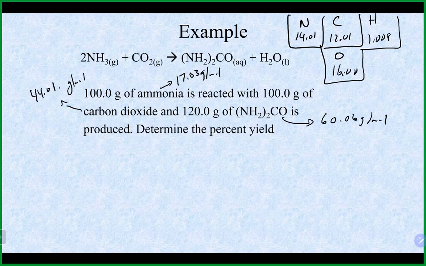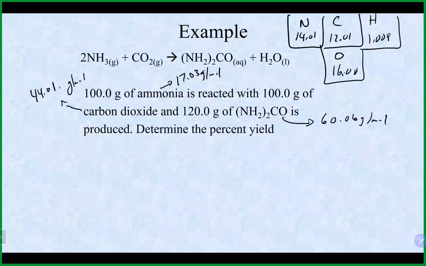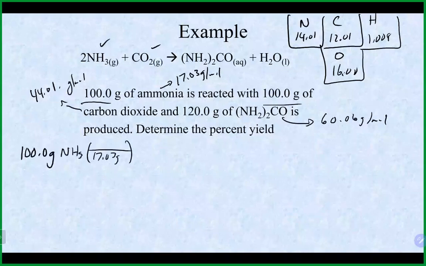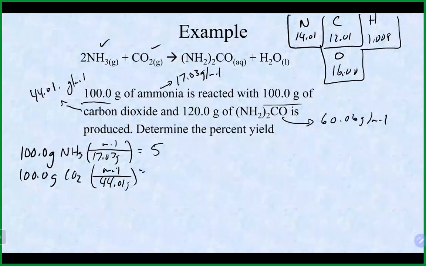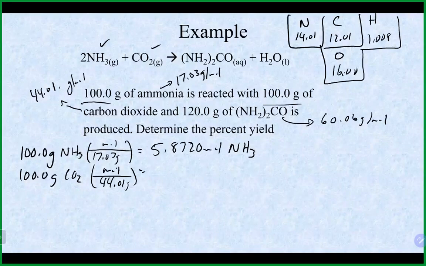Okay, let's take a look at this. Once again, this is a limiting reagent problem because we are given the starting amounts of both our reactants, and that means we can get moles of each. So that's where we start. We take the 100 grams of ammonia and use the molar mass from the periodic table, 17.03 grams per mole. We also take the 100 grams of CO2 and use the molar mass, 44.01 grams per mole. That gives us 100 divided by 17.03, 5.872 moles of NH3, and 100 divided by 44.01, 2.2722 moles of CO2.